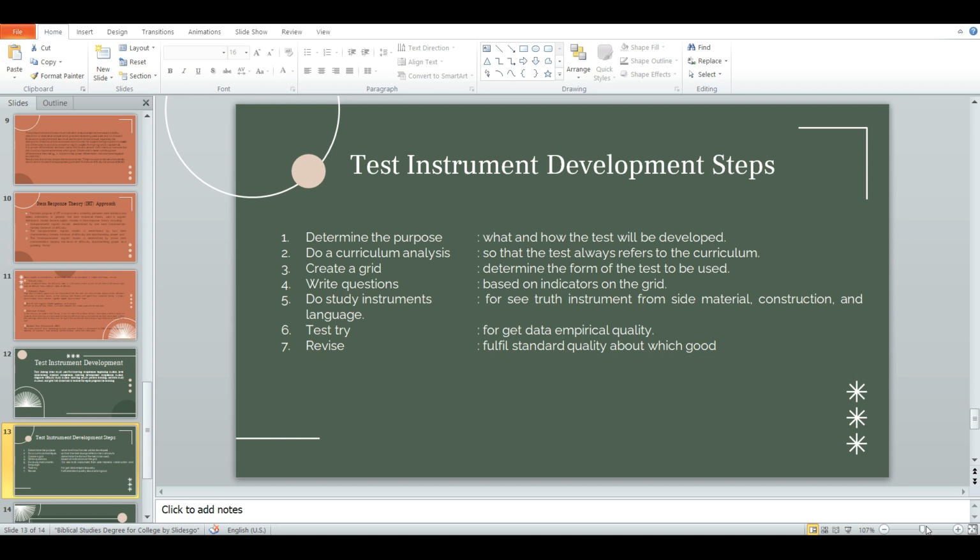And the last step is revise, fulfilling the standard quality of the test. After the good items are arranged, then the items are rearranged to become an instrument test, so that the test instrument is ready to be used.